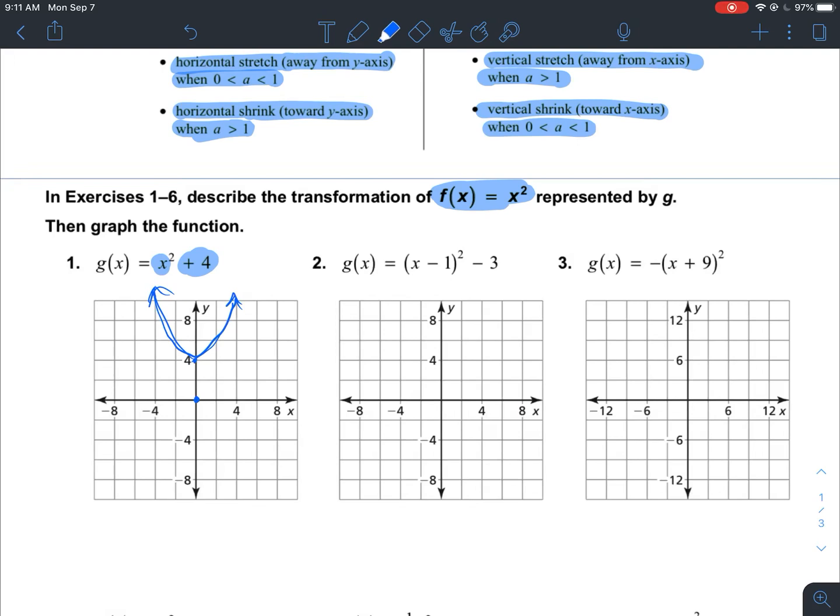Alright, here for number 2, we have a horizontal translation, minus 1, and we have a vertical translation, down 3. But remember, like we said up above, that whenever it's minus, you're actually moving in the positive direction. Okay? So we're going to go right 1. So our vertex starts at 0, 0. We go over 1 unit and then down 3 units. So it should be about right there.